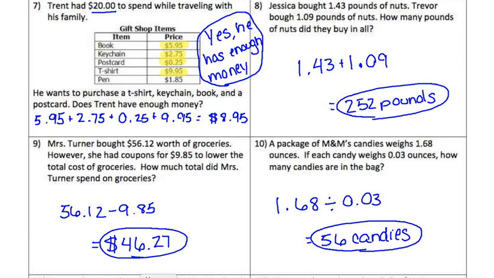Okay, here are your answers for 8, 9, and 10. So number 8 was an addition one because it said in all. Number 9, he had coupons that lower the cost. So you have to subtract for that one. For this one here, he has a whole pack of M&Ms, and each candy weighs a certain amount. So how many candies are in the bag? You need to break up the candy bag.